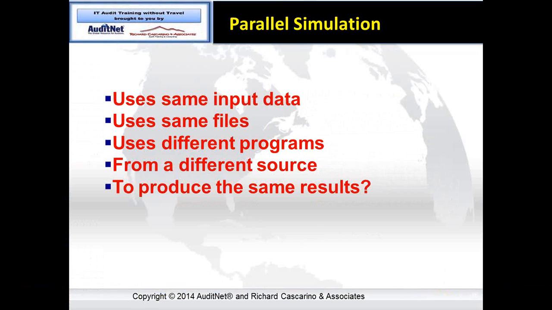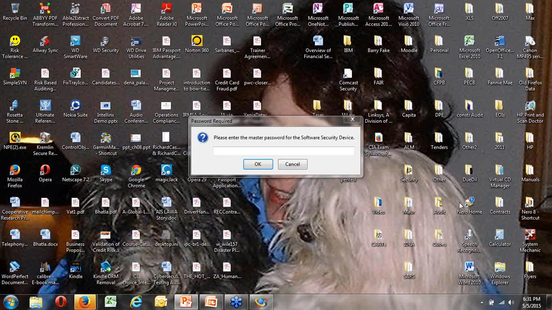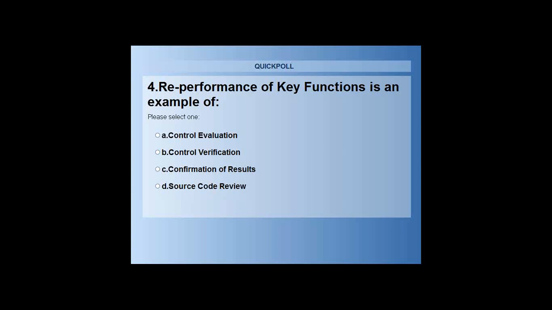And if we do that, and if that works, then that takes us to our next polling question. And our next polling question says, reperformance of key functions is an example of control evaluation, control verification, confirmation of results, or source code review. Please vote now.